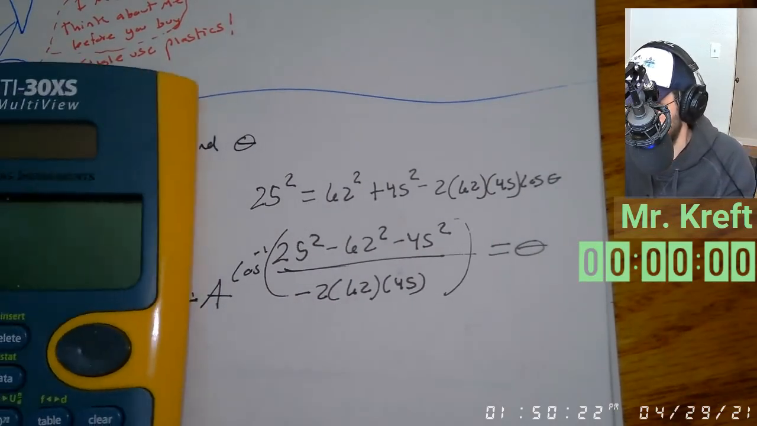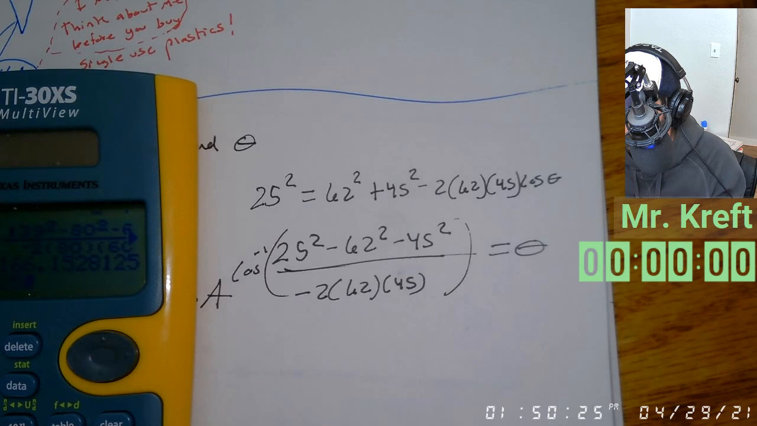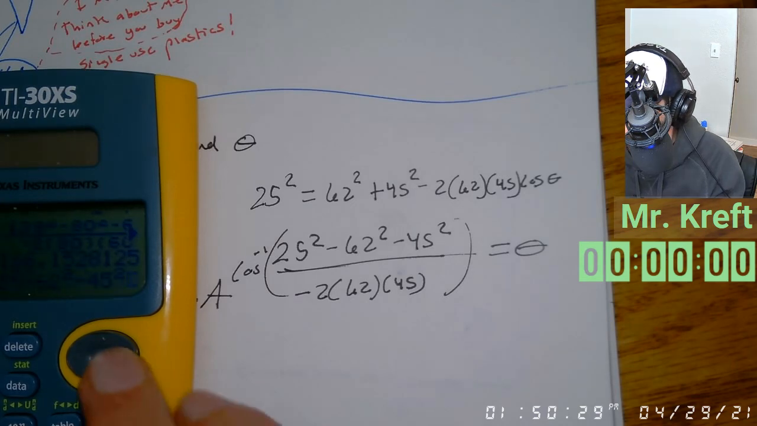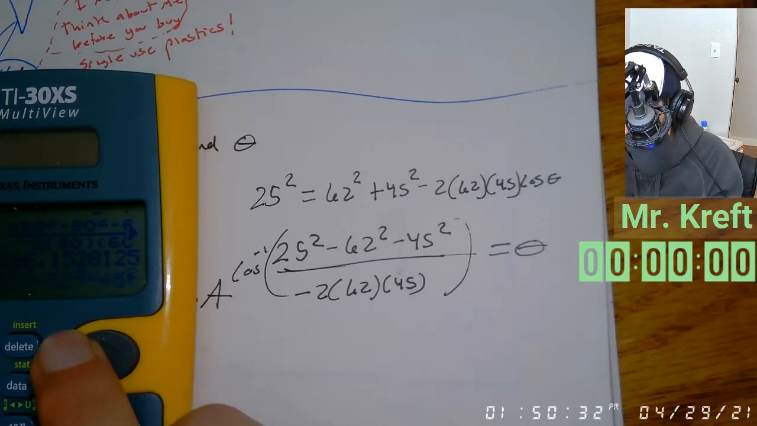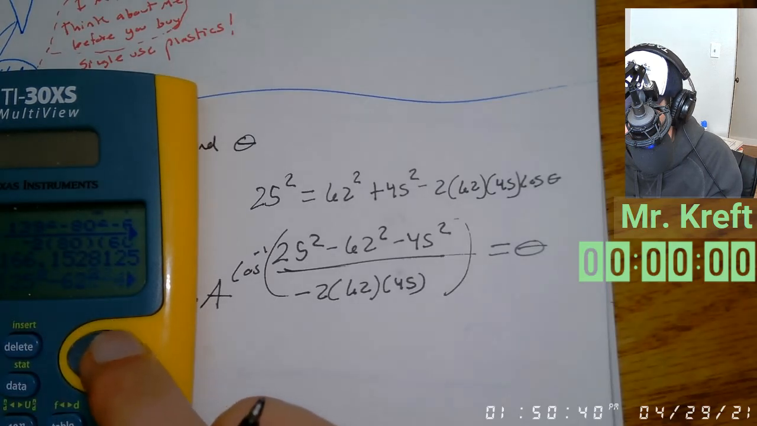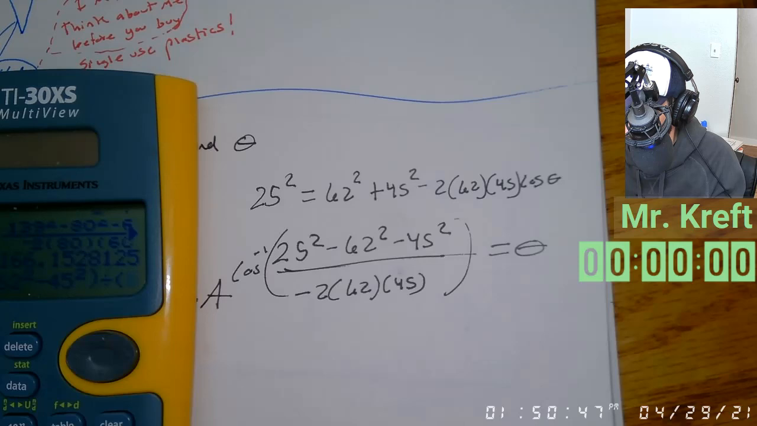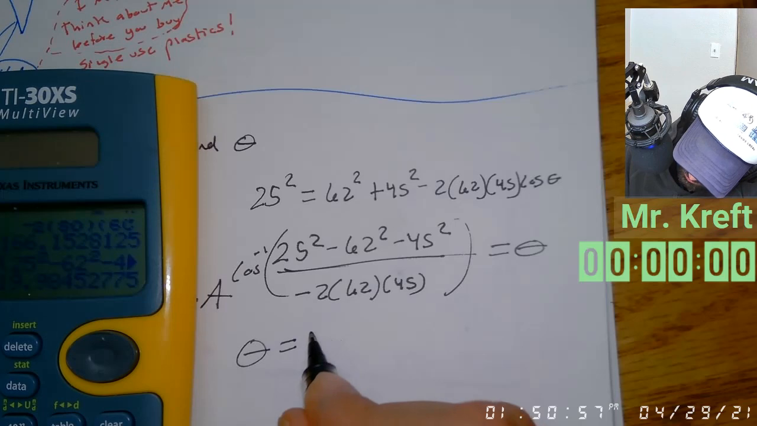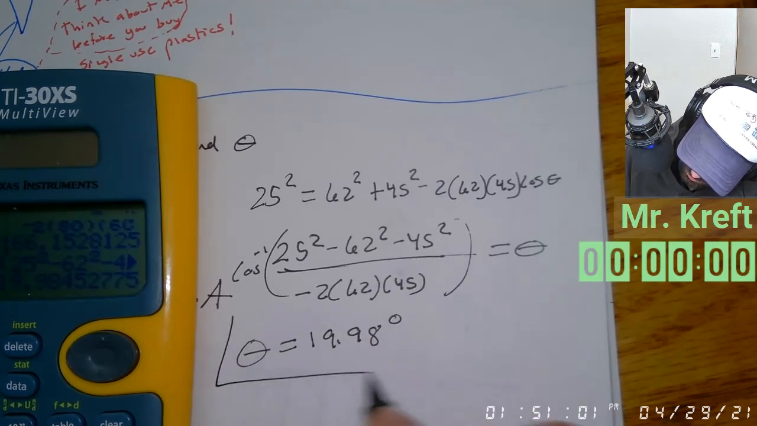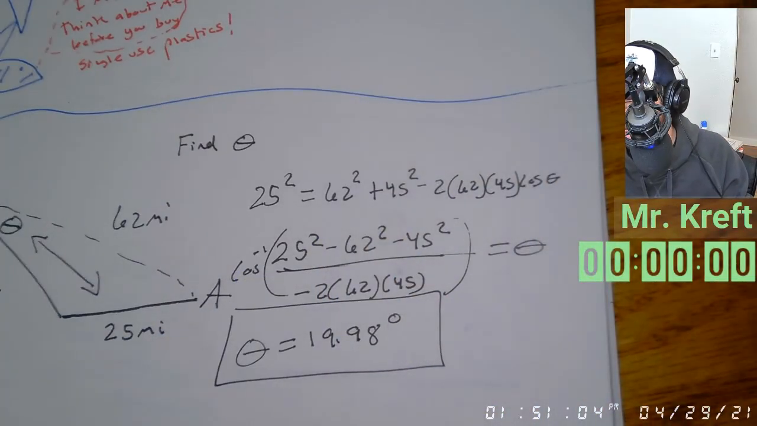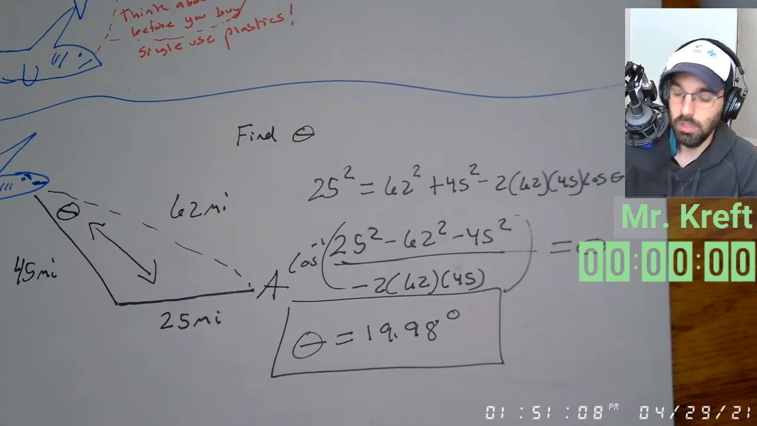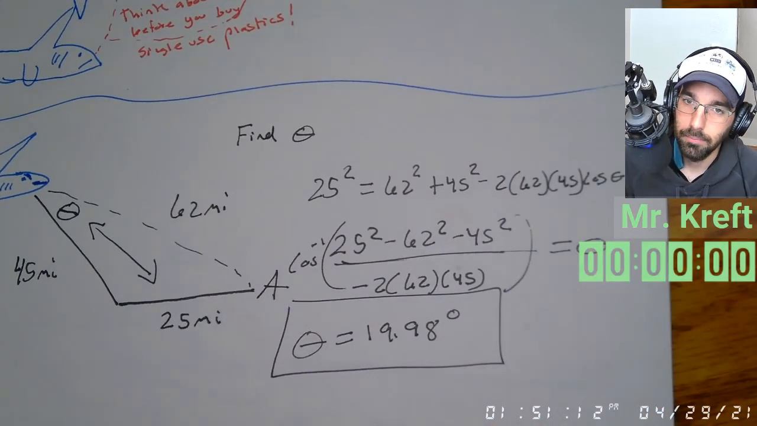So I'm going to type that into my calculator. So I'm going to get cosine of 25 squared minus 62 squared minus 45 squared. Oops, I was going to do that all over. Can't do. Okay, I'm just going to do it old school. I'm just going to put in parentheses, you guys in your fancy print, divided by, and then parentheses, 2 times 62 times 45, and close out. So I get my theta here is about 19.98 degrees. Okay, so if Sharkberg here had just started out at a different angle of 19.98 degrees, they could have been much more efficient.